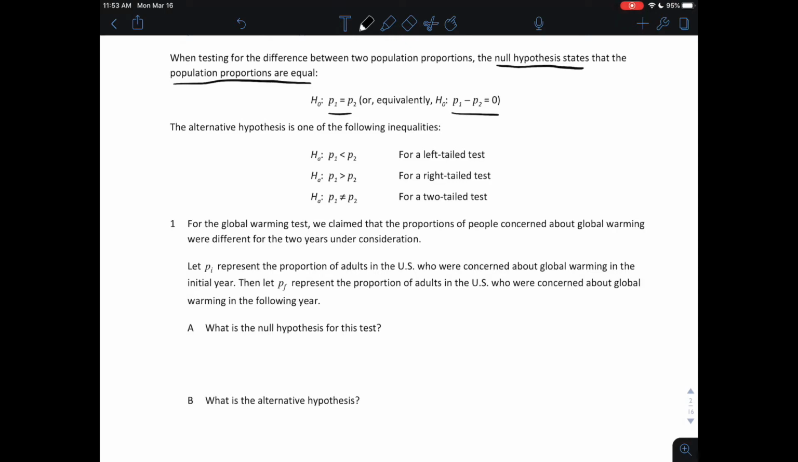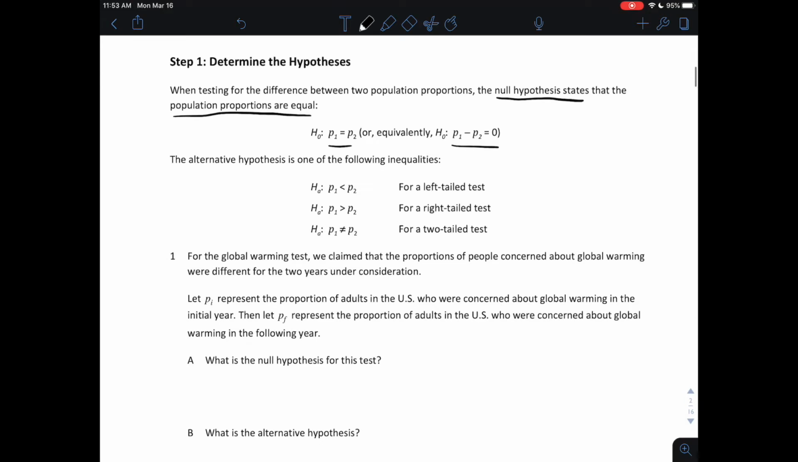Let p sub i represent the proportion of adults in the US who were concerned about global warming in the initial year. Then let p sub f represent the proportion of adults in the US who were concerned about global warming in the following year. Part A, what is the null hypothesis for this test? Again, right up at the top, below step 1, we have that the null hypothesis states that the two proportions are equal. So we simply have H0 for the null hypothesis, which says p sub i is equal to p sub f. And while we're at it, we can also write down the difference, p sub i minus p sub f is equal to 0.